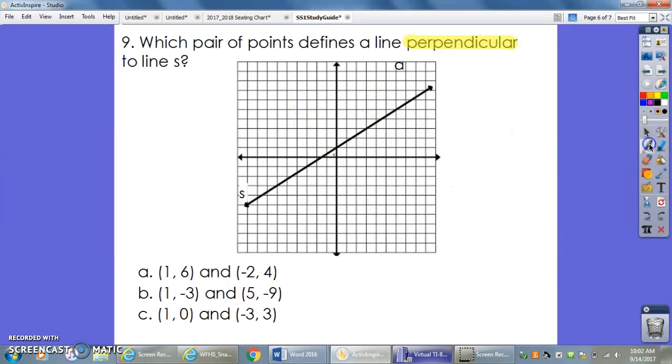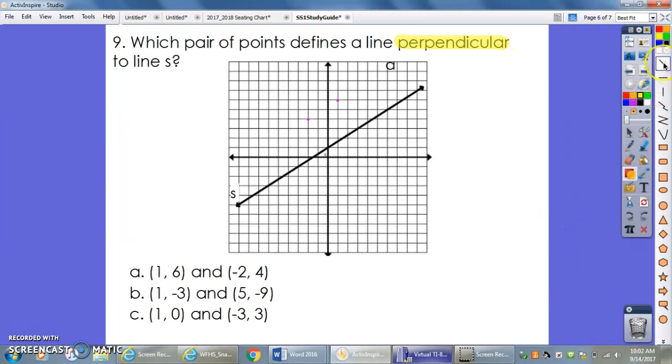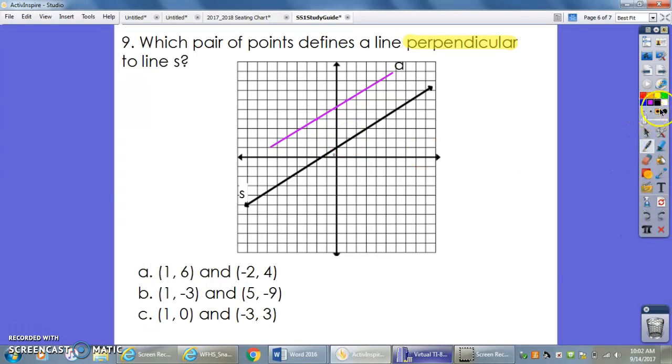So I'm going to start with the first one, answer choice A. I'm going to graph my points 1, 6, and negative 2, 4. Then I'm going to draw a line to connect. Draw a line through them. Okay. And visually look and see, do I think that they're perpendicular? No. These definitely are not perpendicular, all right?